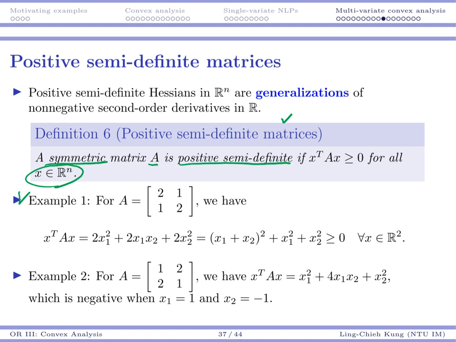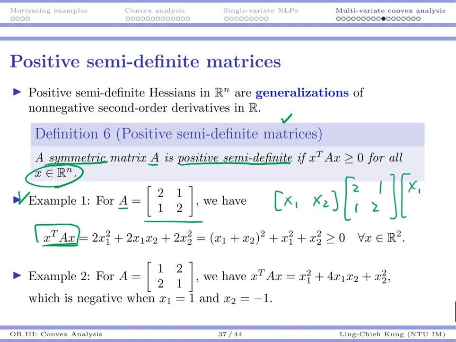So the example says that if you have an A which is 2, 1, 1, 2, then if you take any possible x, so your x is obviously x1, x2, okay? And then if you do this, you're going to get x1, x2 multiplied by 2, 1, 1, 2 multiplied by x1, x2. If you do some arithmetic, you would get this one. And this one may be further arranged into a sum of several square terms. That's all non-negative. So that's how our A matrix here is positive semi-definite. Okay? So that's one successful story.